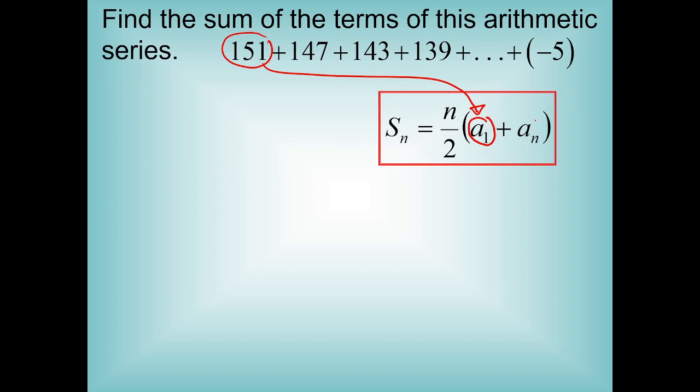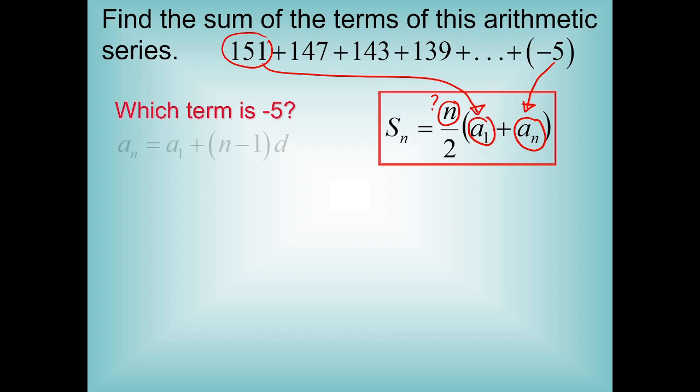What about a sub n? What is a sub n? The last number here, negative 5. That's a sub n. The question here is this. Which term is negative 5? This is what we will look for first, because we don't have a value for n. Let's solve for n.